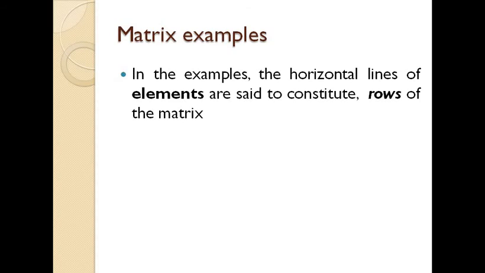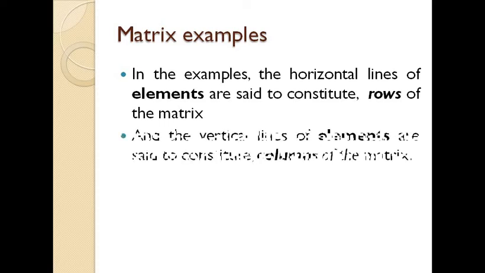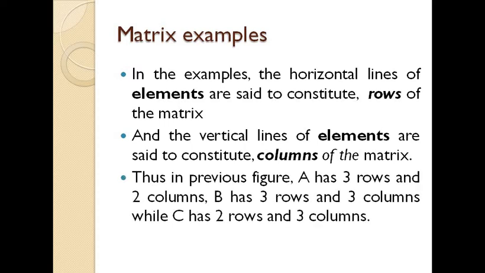Now in the example, the horizontal lines of elements are said to constitute the rows of the matrix, and the vertical lines of elements are said to constitute the columns of the matrix. Again, thus in the previous figure you can see A has 3 rows and 2 columns, B has got 3 rows and 3 columns, while C has got 2 rows and 3 columns.